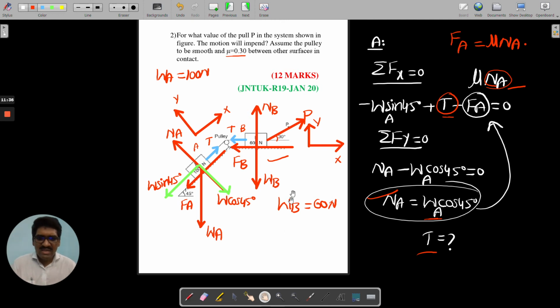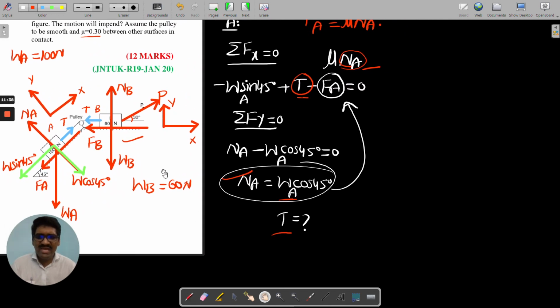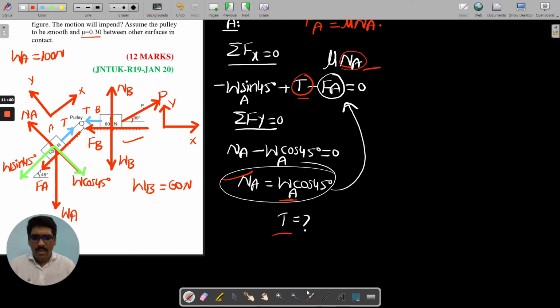Now let us see what the equations of equilibrium will be in that case. Since P is inclined here, I can resolve this P into two components, or not? So definitely it will become P cos 30, and this will become P sin 30. Am I right, all of you? Are you following here? Therefore this becomes the case.